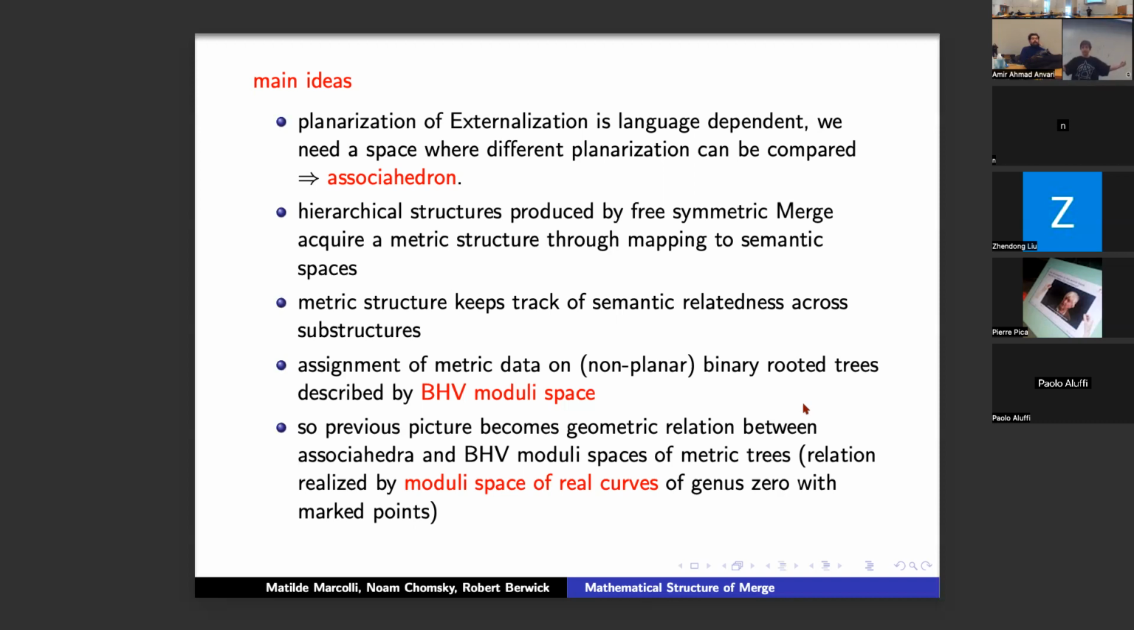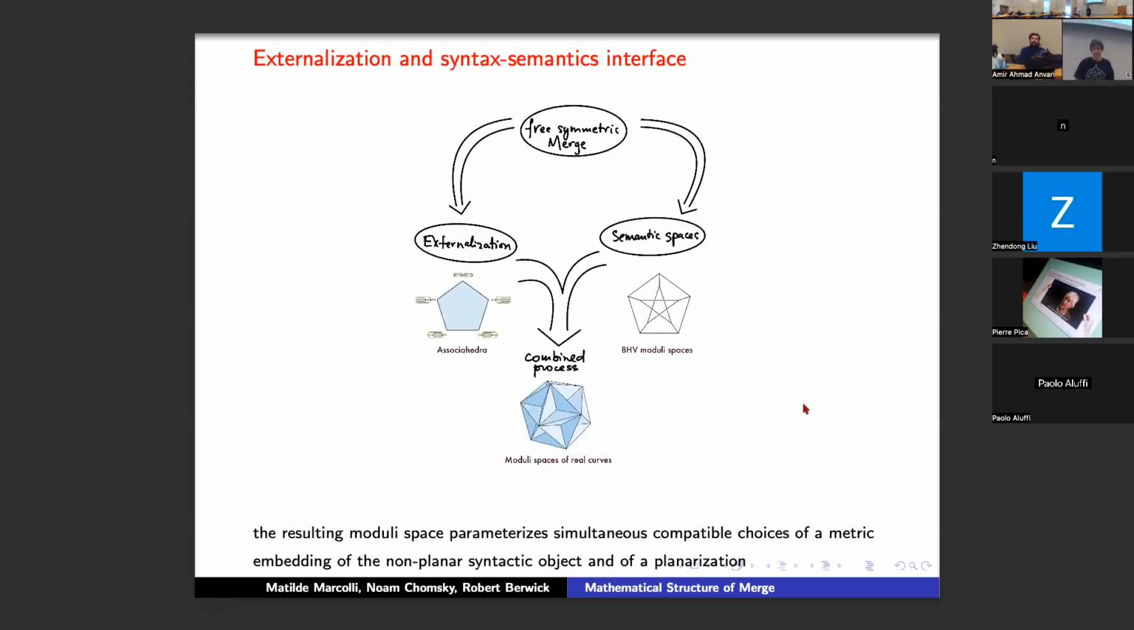And these two things are apparently different, because the associahedron doesn't care about the metric structure, and this BHV moduli space doesn't care about the planar structure, like these channels of the externalization and map into semantics. But these two spaces actually coexist inside another well-known mathematical space, which was originally constructed for a completely different purpose in algebraic geometry, to study real algebraic curves. It's called the moduli space of real algebraic curves of genus 0 with marked points, which doesn't say much, but it's called that way because that's the kind of object that it was originally designed to describe. But it turns out that it really is the place that puts together these two structures in the same place. And this is the picture that I'm going to talk about.